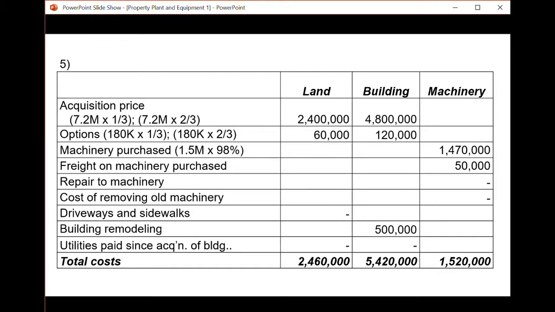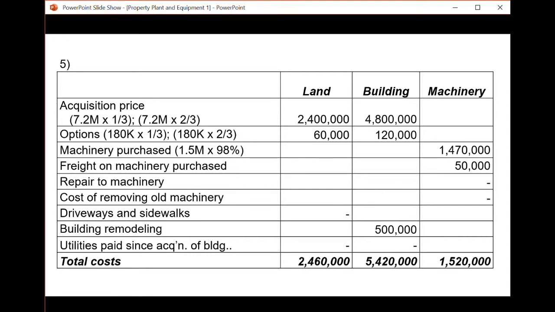Wala ba siya description? So it's treated as not part of the land or the building. So therefore, asa man yung driveways or sidewalks, di ba? Land improvements man ni siya. So wala siya labot. Building remodeling, so intended to bring the building to its desired nga condition. So that's part of the building, 500,000.